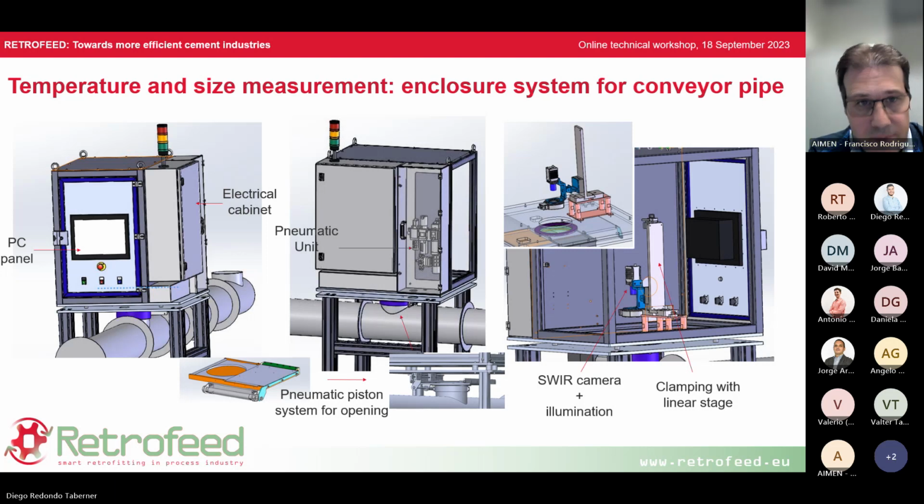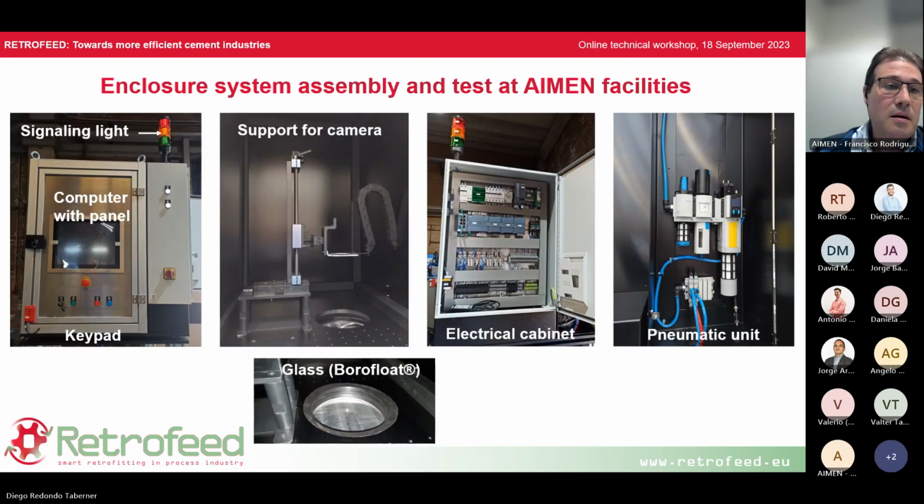So in the next slide, you can see the enclosure that has been developed and assembled in IMAN. So the electrical cabinet, and you can see at the bottom one of the aspects that is important, glass selection. It's a Borofloat glass that allows more than 90% transmission in the shortwave infrared range. So in the next slide.